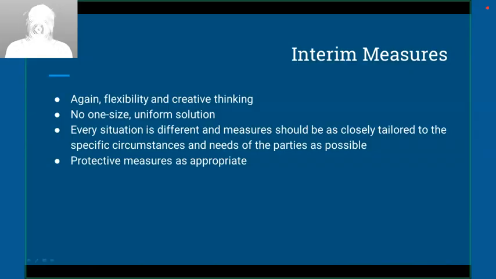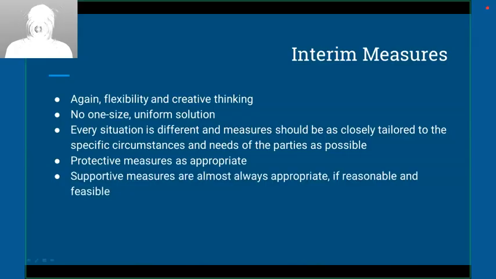Protective measures, where you're requiring or implementing something that impacts a student who does not ask for it, can be implemented as appropriate. There should be due process wrapped around those. Supportive measures, though, that are only impacting the person who's requesting them are almost always appropriate if they're reasonable and feasible to do.